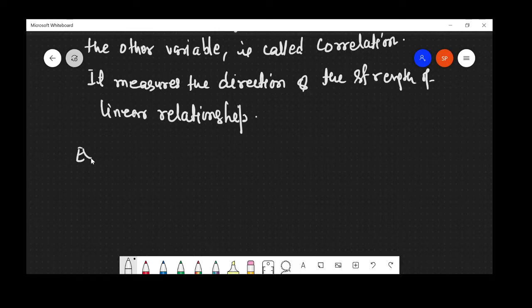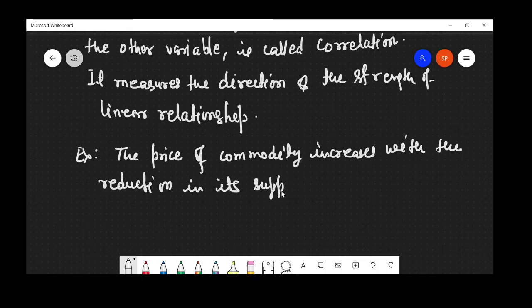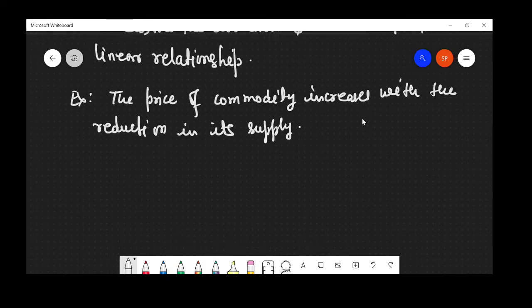For example, the price of a commodity increases with the reduction in its supply. And the next, the yield of a crop varies with the amount of rainfall. So now we are going to discuss the types of correlation.